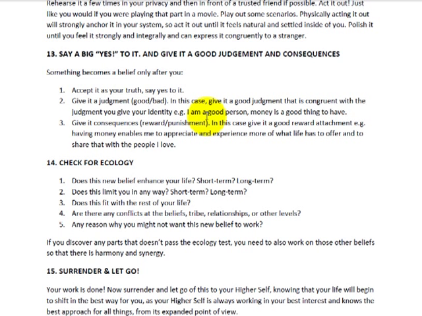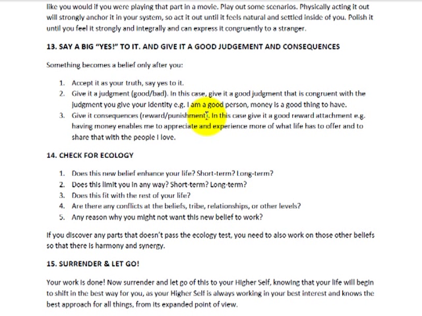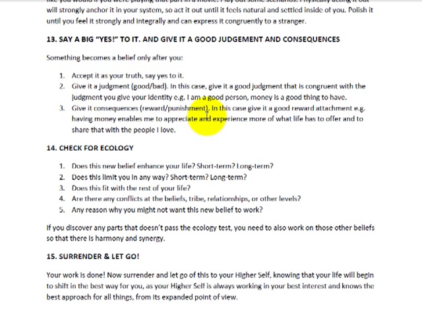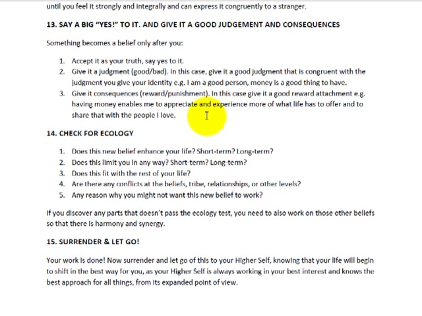Something becomes a belief only after you accept it as truth and say yes to it, and then you give it a good judgment. Because judgment is good, bad. So for example, let's say, you give it a judgment that is congruent with the judgment that you already give your identity. So for example, you can say, I am a good person. Then let's say the belief was supposed to do with money. So you say money is a good thing to have, and then you follow up with a good consequence, which would be a reward in this case. So for example, because having money enables me to appreciate and experience more of what life has to offer, and it enables me to share that with the people that I love.